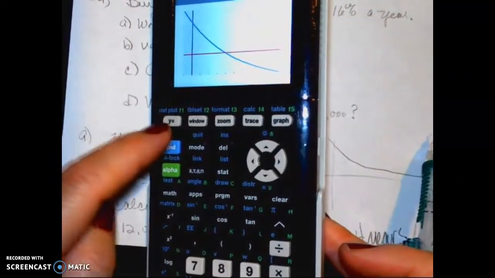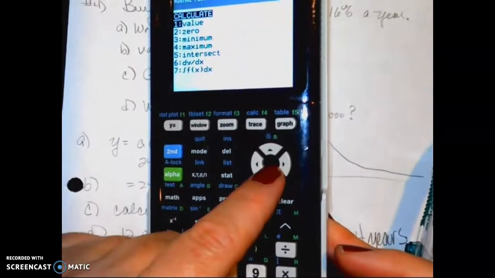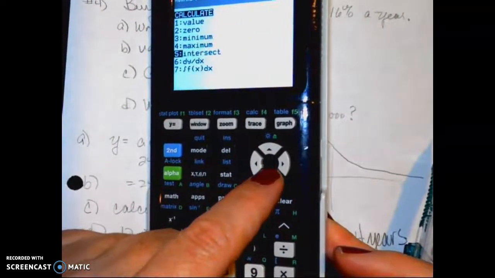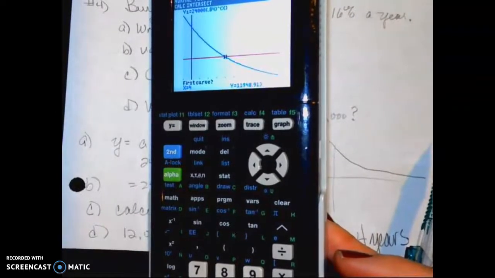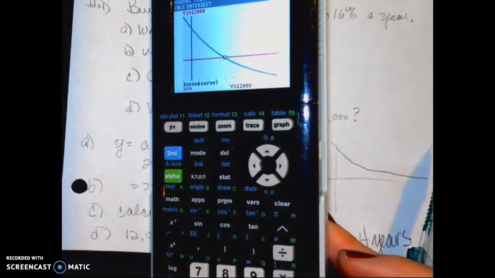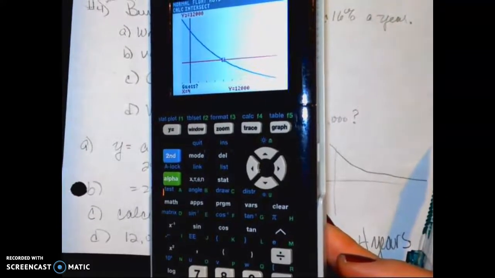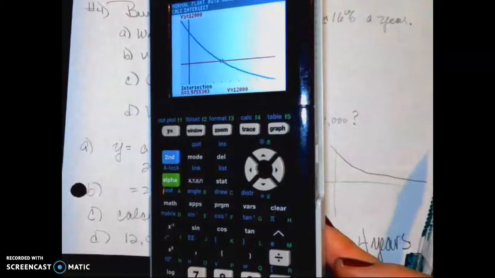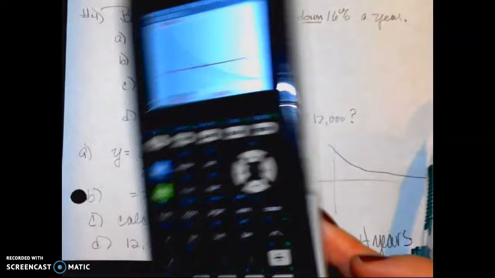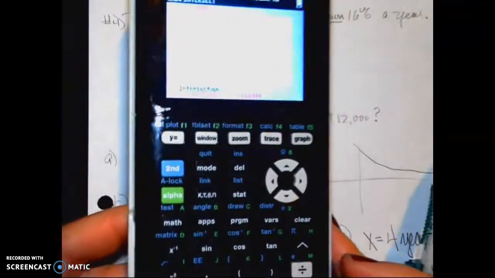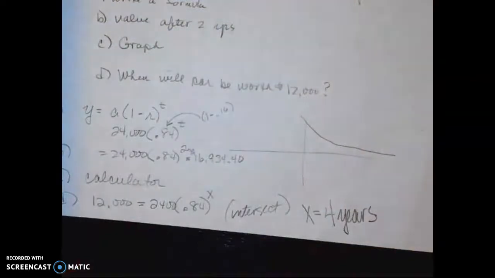So we're going to do second calc, go down to intersect. I'm putting it at this weird angle because of the glare. Intersect. So first there's one equation, the blue, then the second is red. Enter, enter. Do we want to guess? No. Tell me the answer. So I'll hit enter one more time. And the intersection is at 0.3975. That's close enough to 4 years to call it 4.